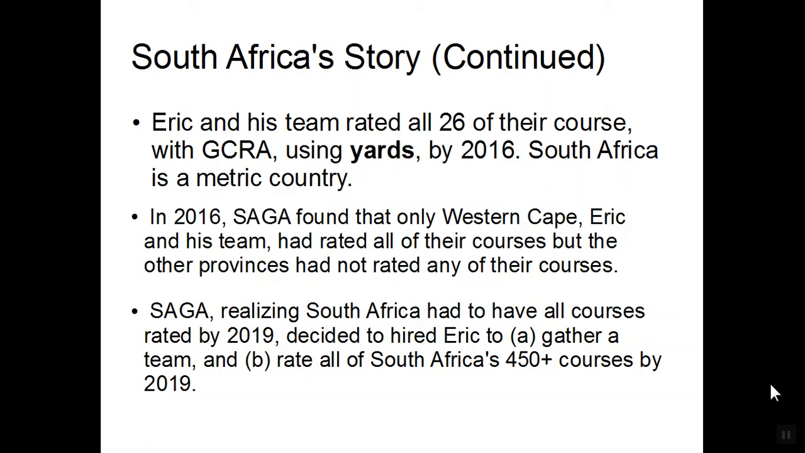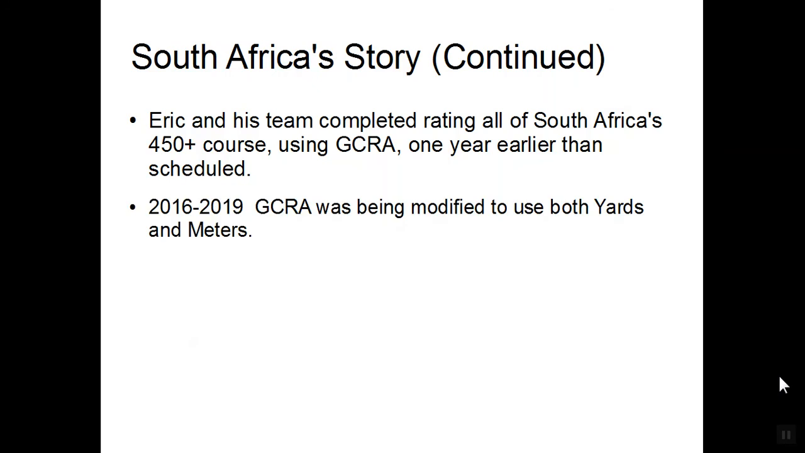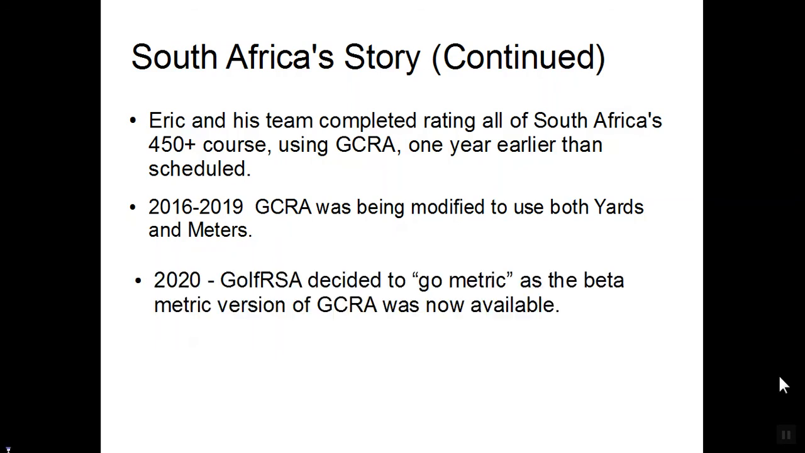The South African Golf Association realized that South Africa had to have all their courses rated by 2019. So they hired Eric to gather a team and rate all of South Africa's 450 plus courses by 2019. Eric and his team completed rating all the courses 1 year earlier than scheduled. In 2016 and 2019, I began modifying GCRA to use both yards and meters. In 2020, the now renamed Golf Republic of South Africa decided to go metric and use the beta version, which was now available.